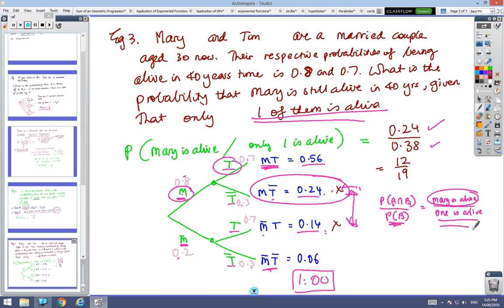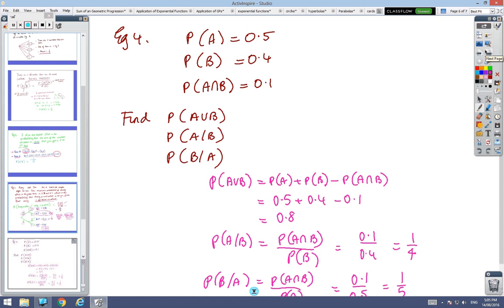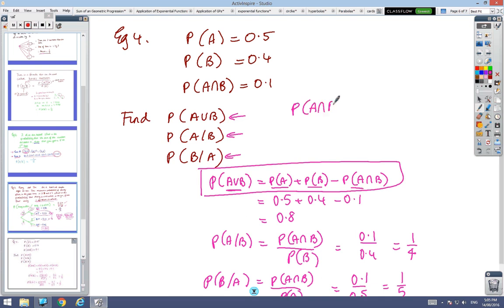Let's move across to the next question. Here's a question, and there are no numbers, no description, no words per se. We've got the probability of A, the probability of B, the probability of A intersection B, and we've got to find the union, and then A given B and B given A. Now, just in case it didn't come up in any of the earlier questions, this is a fundamental theorem. The probability of A or B is A plus B minus the intersection, or the intersection equals A plus B minus the union.